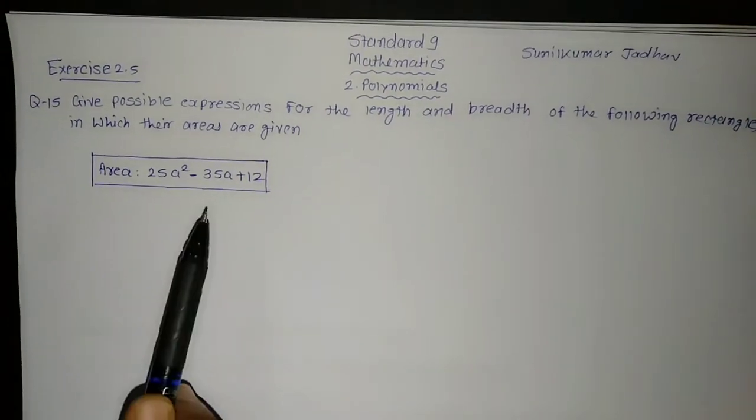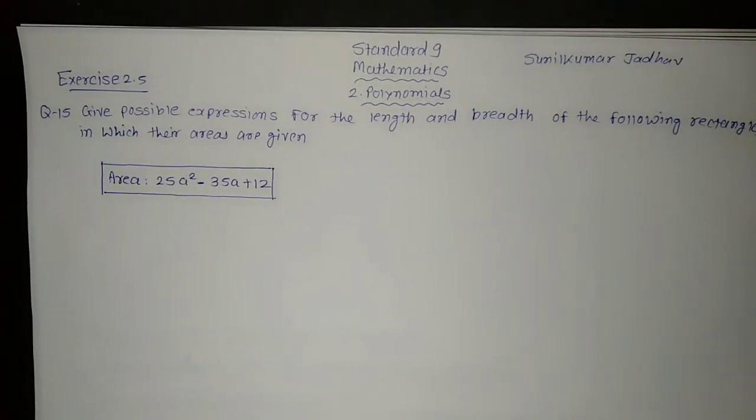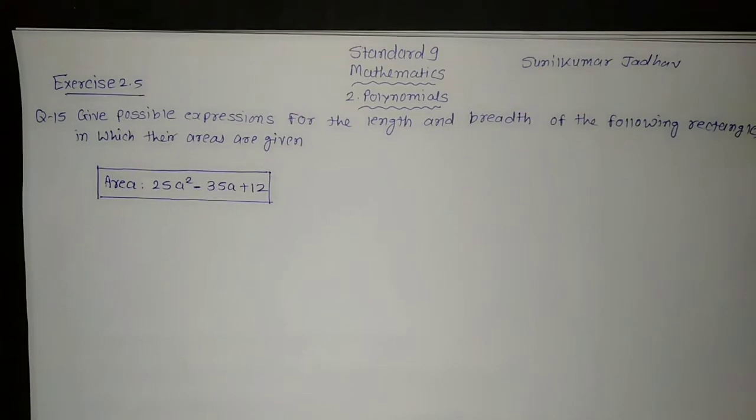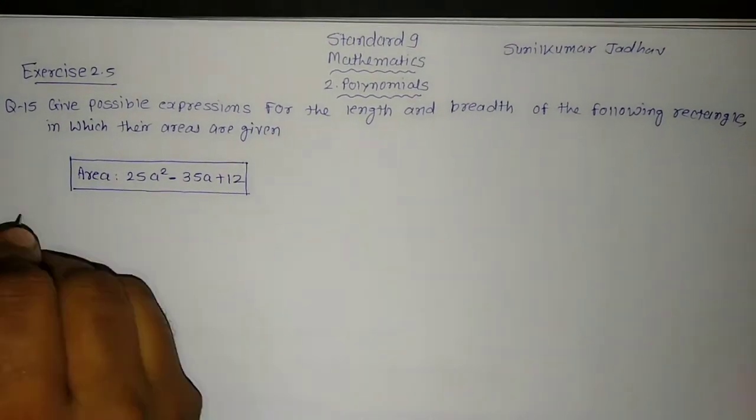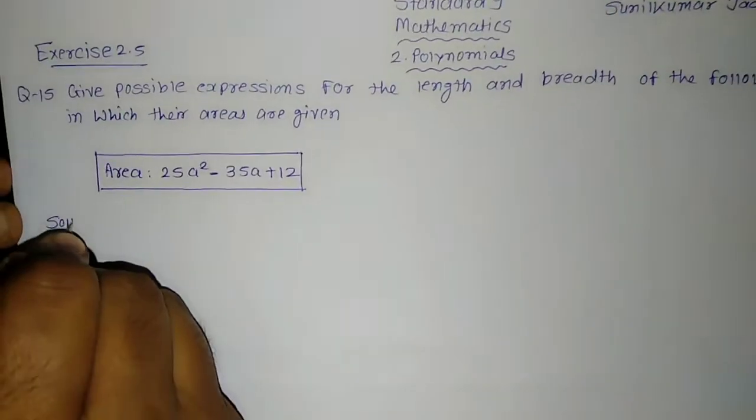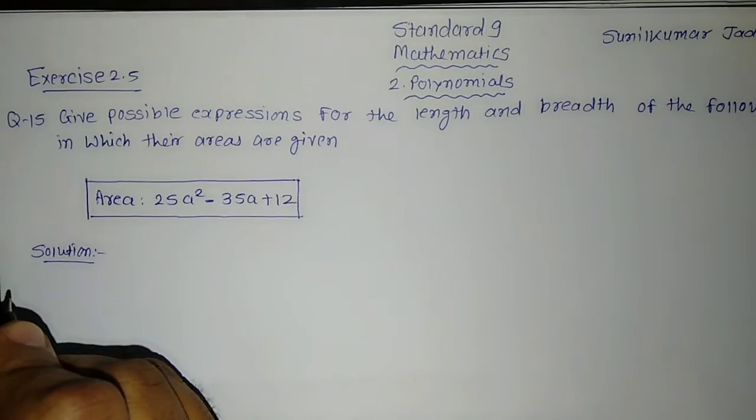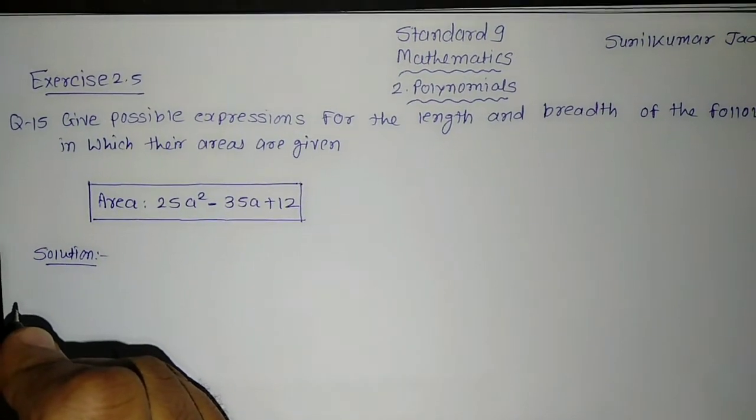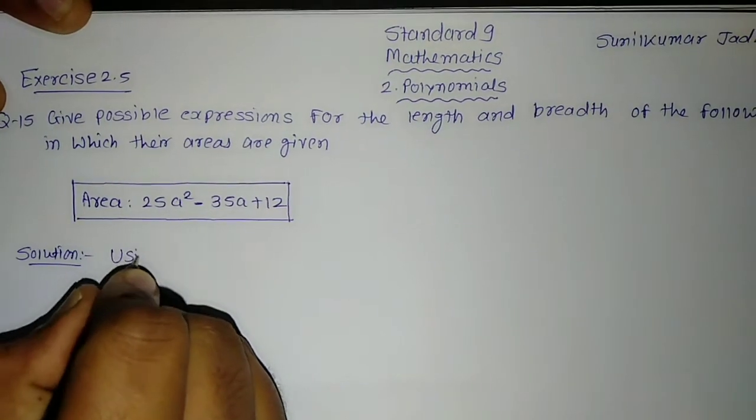Means whatever expression, or we can say the polynomial, is given, we need to find out the factors of this polynomial by the factorization method. So let us start with the solution. Using the splitting the middle term method, we will do this sum.